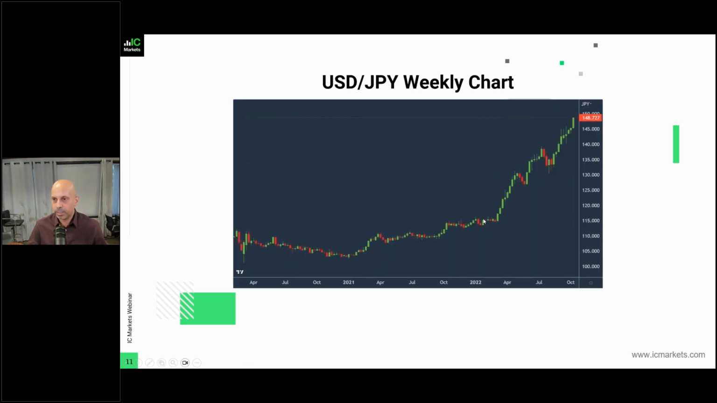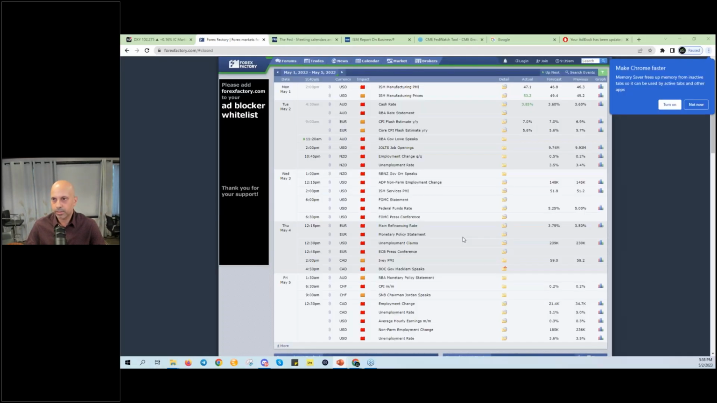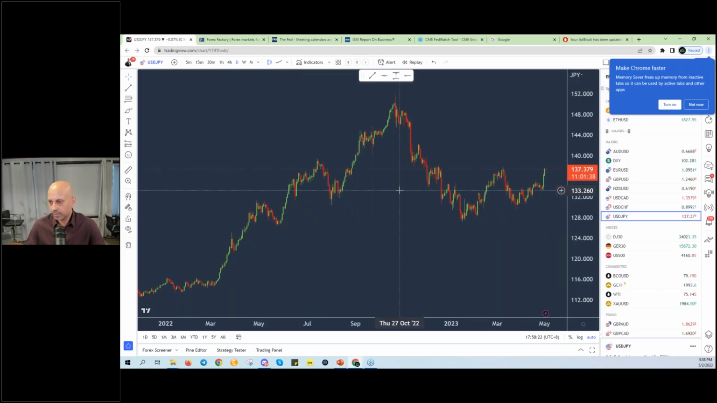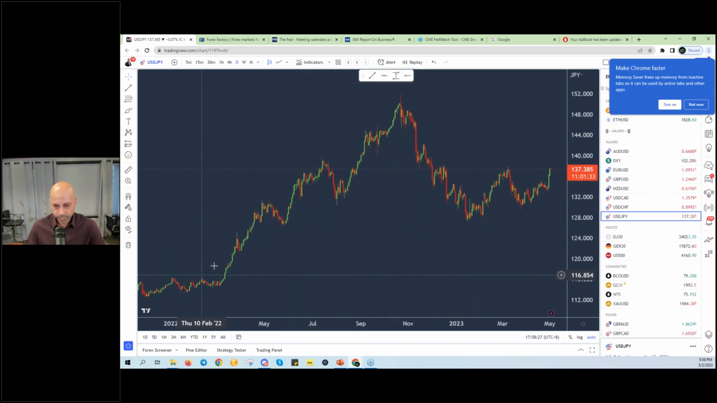Okay, so before I go on to the next part of this, let's just look at the chart. Let's go to TradingView. Let's go to the dollar yen. Okay, so now I'm on a daily chart here. As you can see, March onwards was when the Fed started raising rates aggressively, and the dollar yen went from 115 to as high as 152. Of course, in any move to the upside or downside, the price doesn't go up in a straight line.